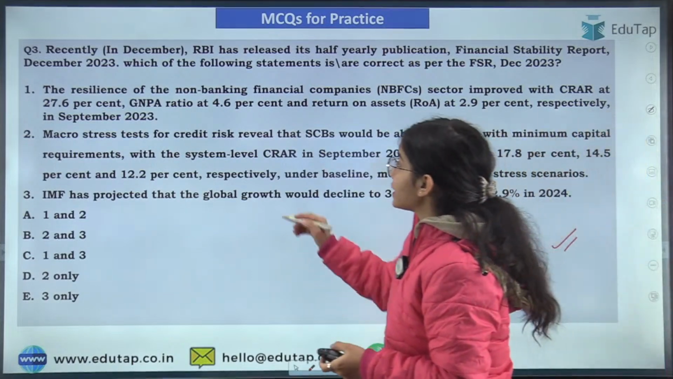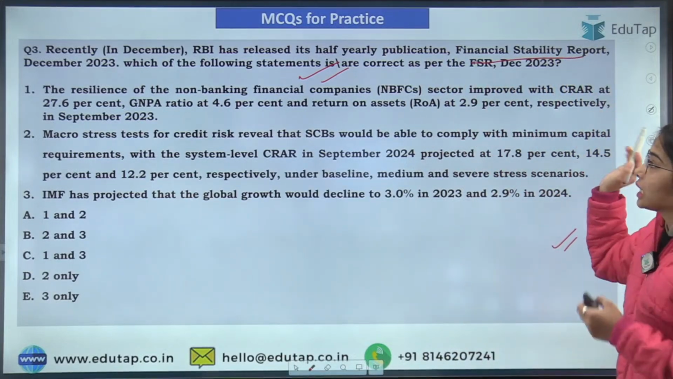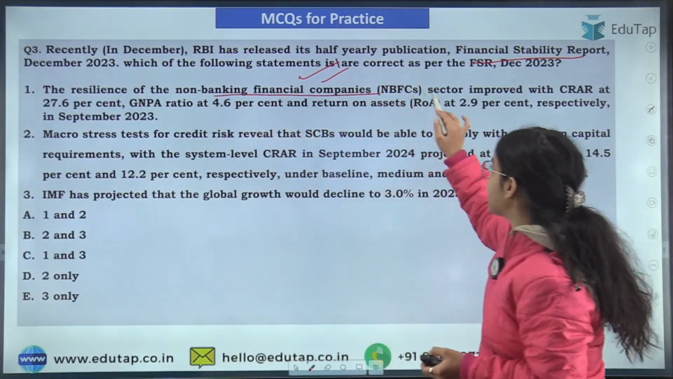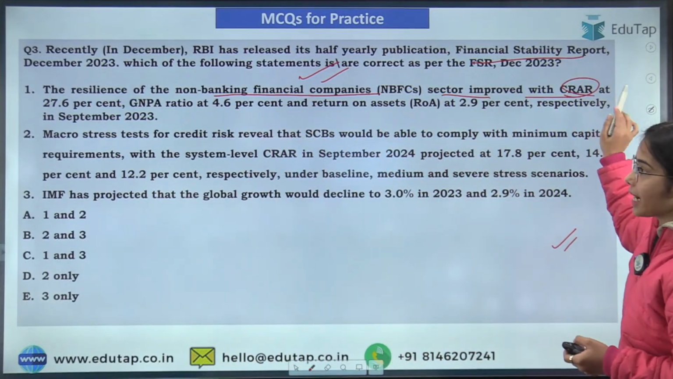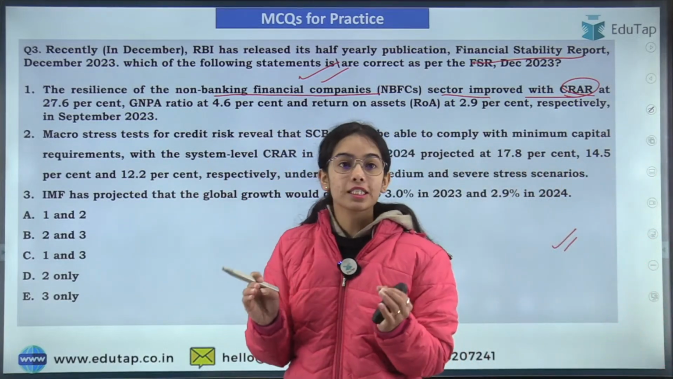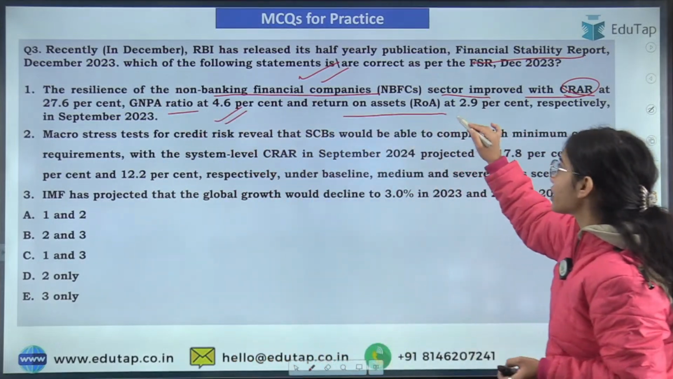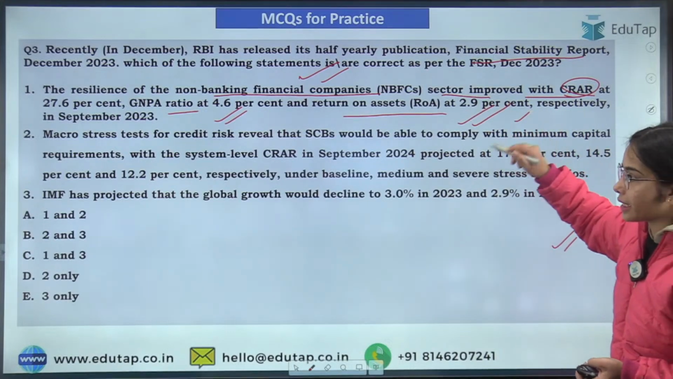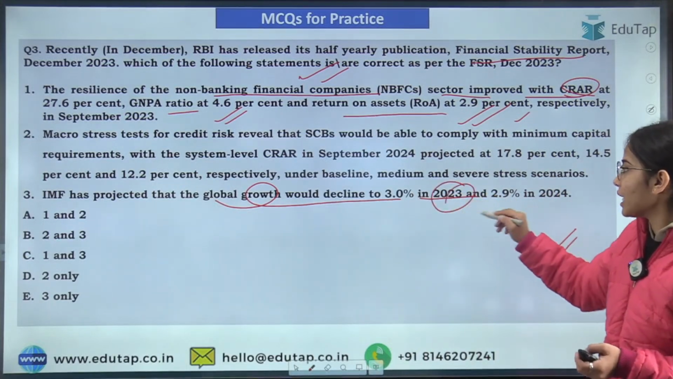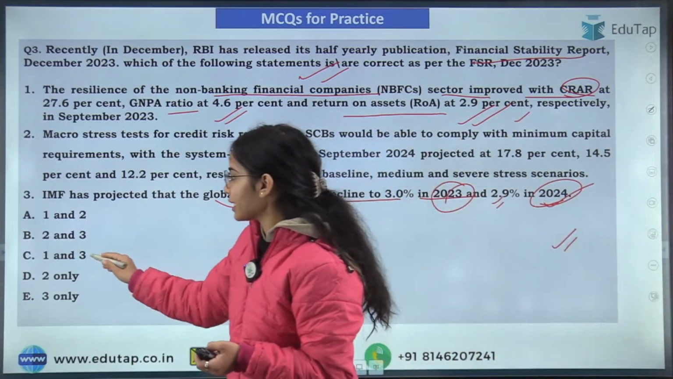So here the question is regarding the Financial Stability Report. You have to find the correct statements. Okay, the resilience of the non-banking financial companies sector improved with CRAR at 27.6%. That is correct, the CRAR for the NBFCs is 27.6%. GNPA ratio is 4.6% and return on assets is 2.9%. This is correct. The IMF has projected that global growth would decline to 3% in 2023 and 2.9% in 2024. This is also correct. So the first and third are the correct statements.